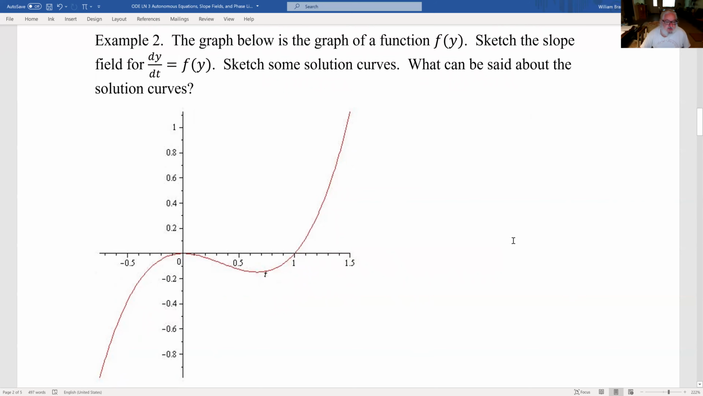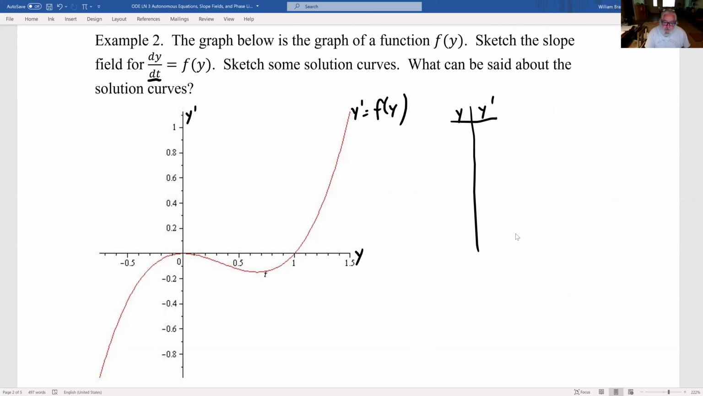Okay. So sometimes we can also have different equations given by a function. Here's some function given by a graph. This is y on the horizontal axis, and this is y prime, which is your derivative, on the vertical axis, and that's y prime equals f of y. So how do we read this?